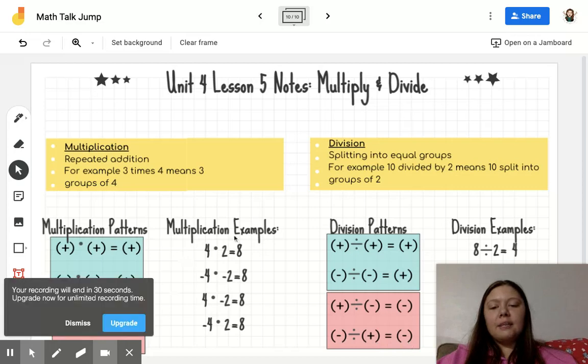All right, and there's examples here to look at while you work on your assignment. Okay, so basically when their signs are the same, it's going to be positive. When their signs are different, it's going to be negative.